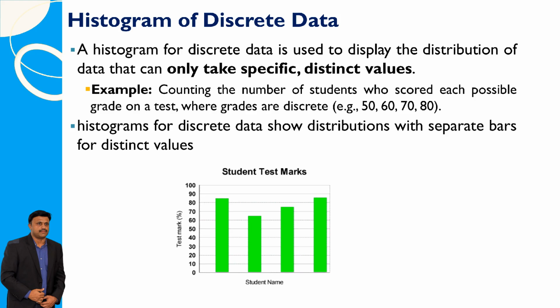A histogram for discrete data visually represents the distribution of data that can only assume specific, distinct values by using separate bars for each unique value. For example, it can display the frequency of each grade received by students on a test, where grades like 50, 60, 70, and 80 are distinct and individual bars are used to show how many students achieved each grade. This type of histogram highlights the distribution of counts across distinct categories.